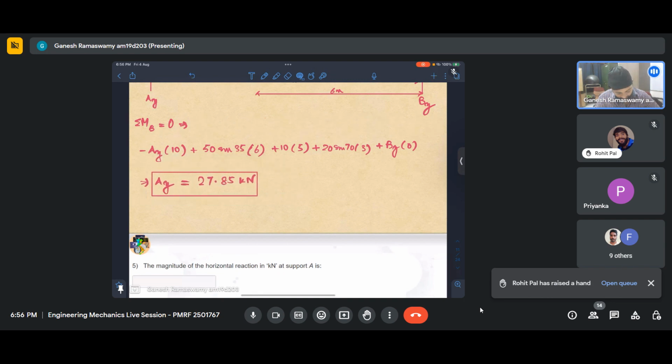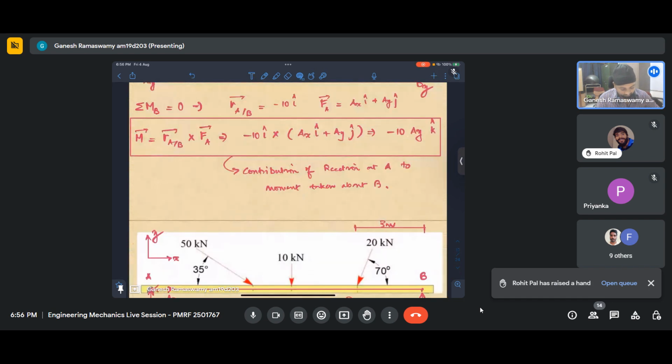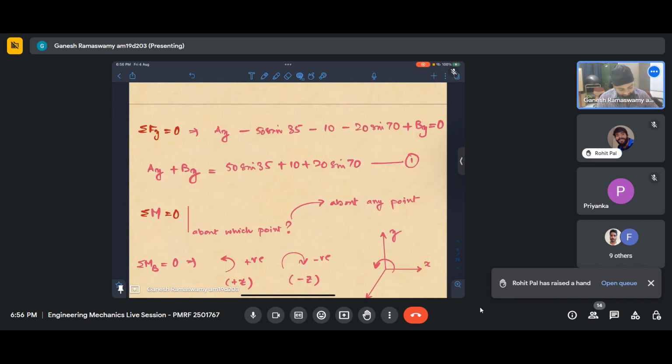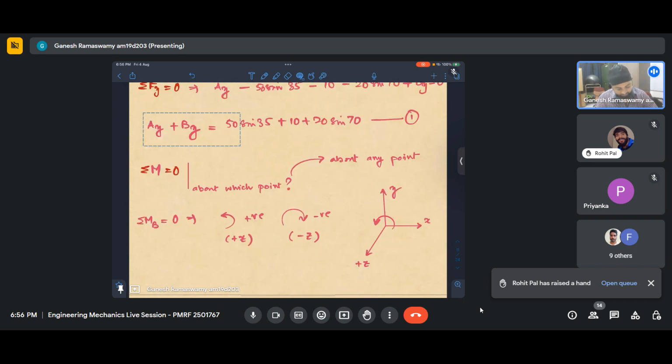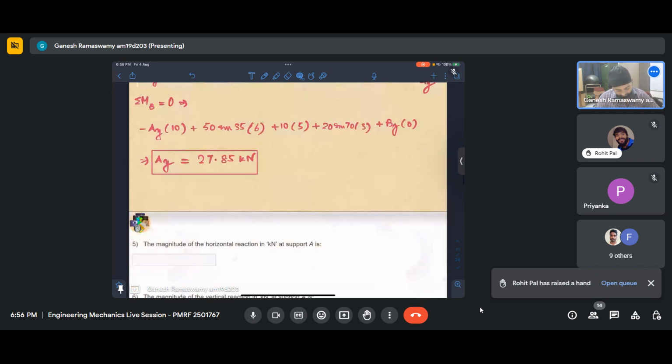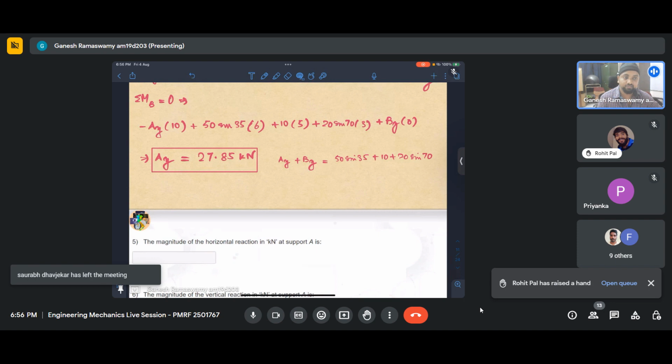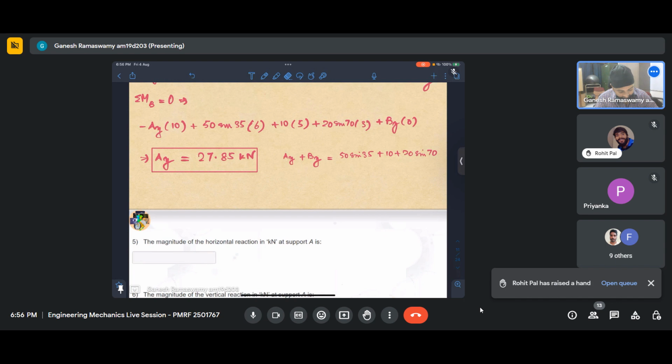So AY we have got, AX we had got. What is left? BY. We don't have BY yet. But we do have this equation 1. Let me copy this and put it here. We have one equation saying AY and BY satisfy this equation because the body satisfies equilibrium equations, because it is in equilibrium and it is a rigid body. So if we substitute this in the place of AY, we'll be able to calculate BY.